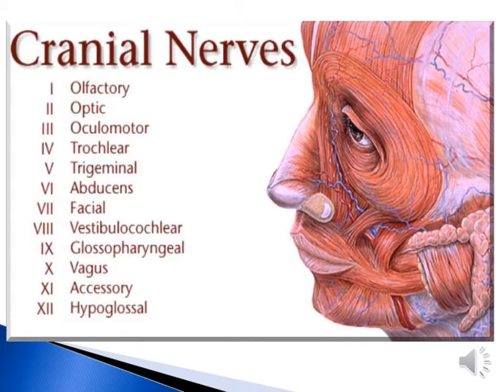The cranial nerves are numbered with Latin numerals, meaning 1, 2, 3, 4, as you see in this figure. The first one is called the olfactory nerve, the second the optic nerve, the third the oculomotor nerve, the fourth the trochlear nerve, the fifth the trigeminal nerve, the sixth the abducens nerve, the seventh the facial nerve, the eighth the vestibulocochlear nerve, the ninth the glossopharyngeal, the tenth the vagus, the eleventh the accessory, and the last one, the 12th cranial nerve, is the hypoglossal nerve. These are all the cranial nerves in the skull.